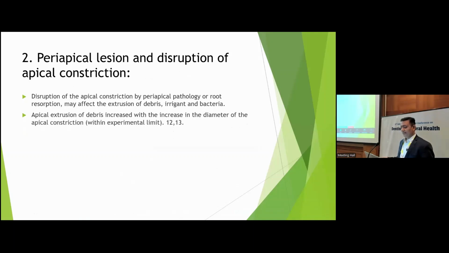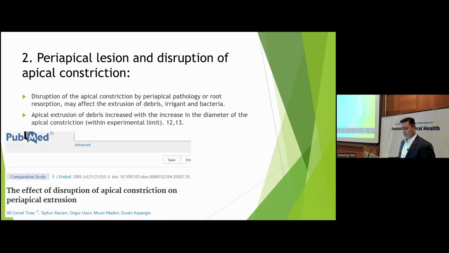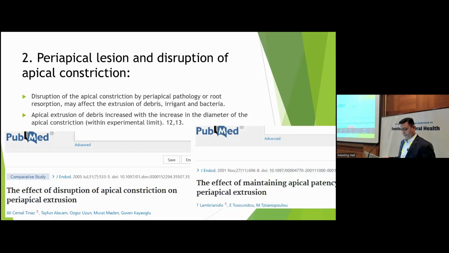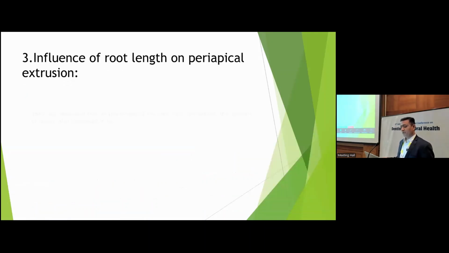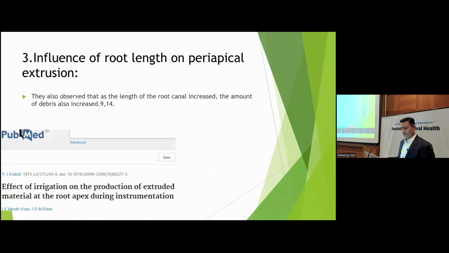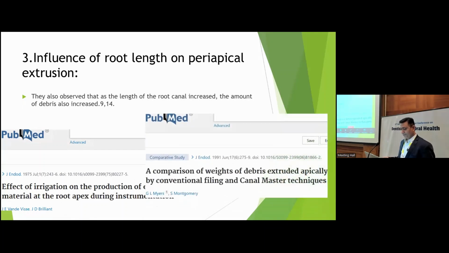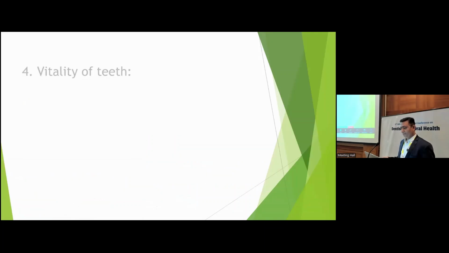Periapical extrusion increases with the increase in the diameter of the apical constriction, obviously. Next, the influence of root length on periapical extrusion. There is also an observation that as the length of the root canal increases, the amount of debris also increases. Brilliant also showed the same in a study, and Myers and Montgomery also explained this same phenomenon.